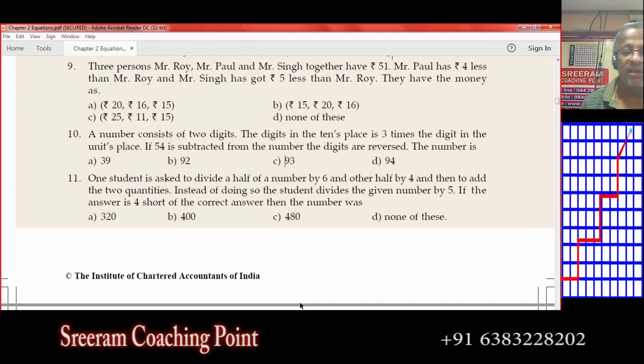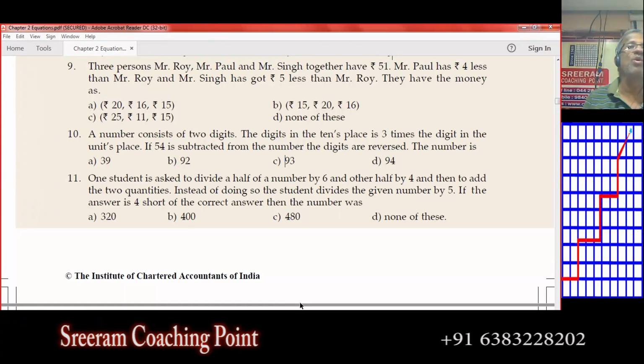Question number 11. One student is asked to divide a half of a number by 6, the other half by 4. Then to add the two quantities. Instead of doing so, the student divides the given number by 5. If the answer is 4 short of the correct answer, then the number was 320, 400, 480, none of these.